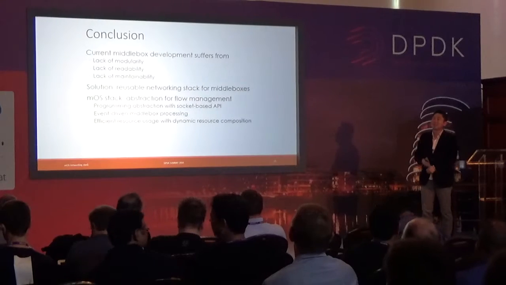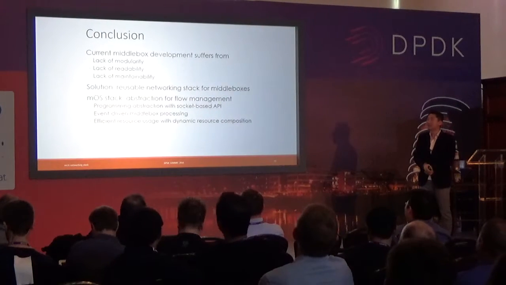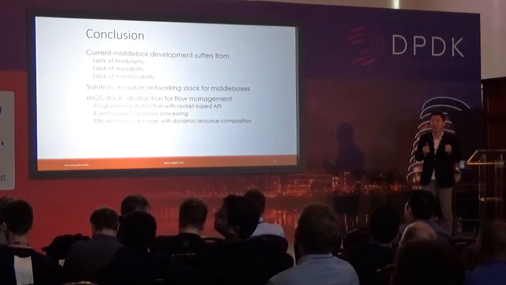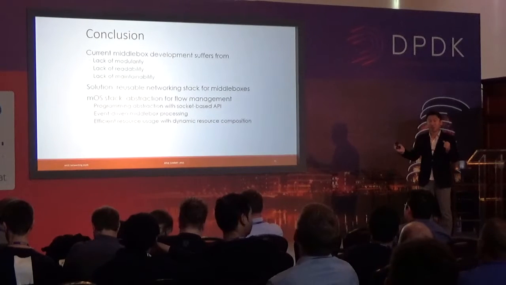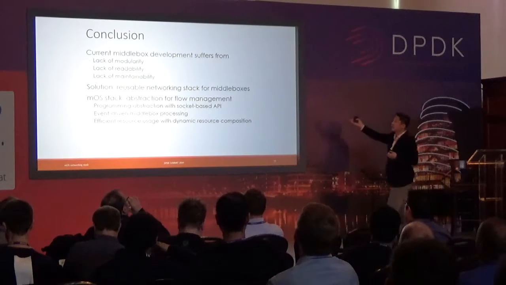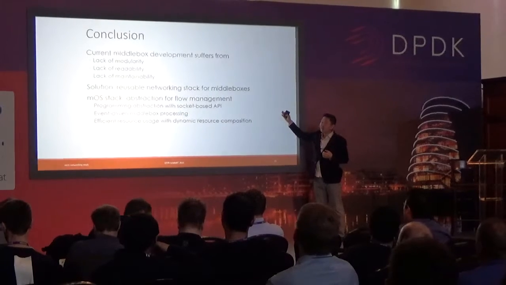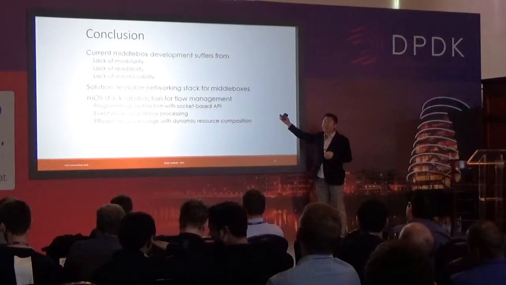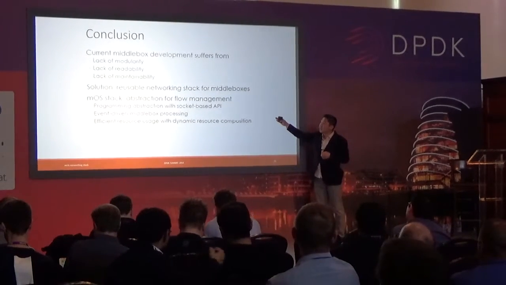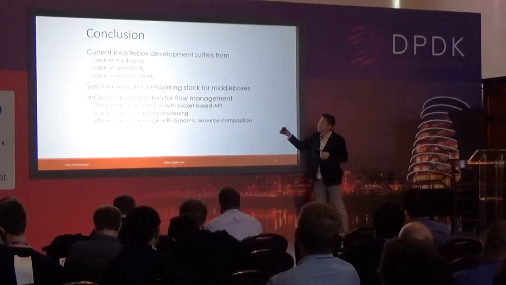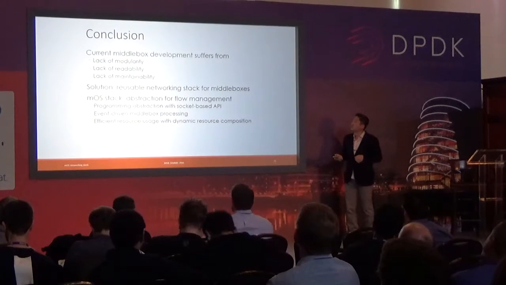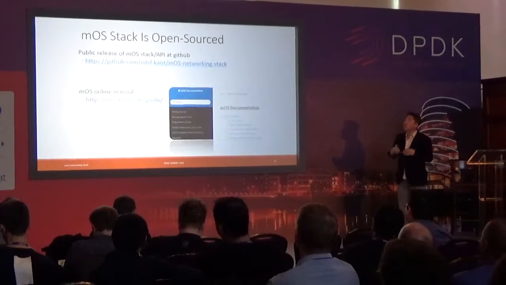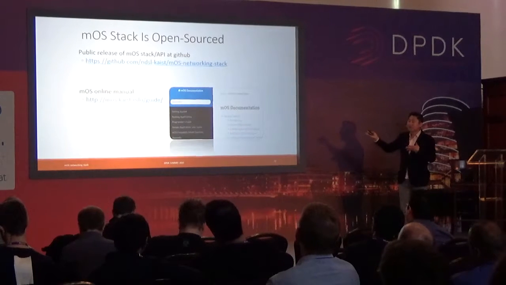So the current middlebox development is difficult. It lacks modularity, readability, maintainability. Solution: let's have some reusable network stack, but let's not forget about performance. So let's use DPDK. Okay, so MOS stack provides nice abstraction and socket-like API. If you're familiar with TCP socket programming, you can actually do it easily. Event-driven middlebox processing, and then we actually care about performance. And it's open sourced. All the code is at GitHub, and we also have the online manual.